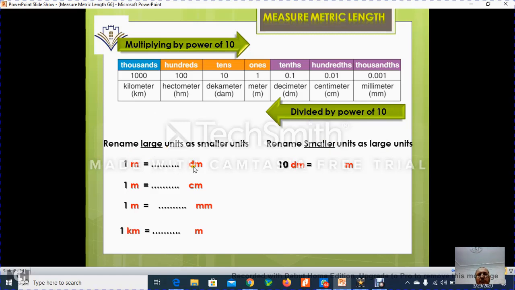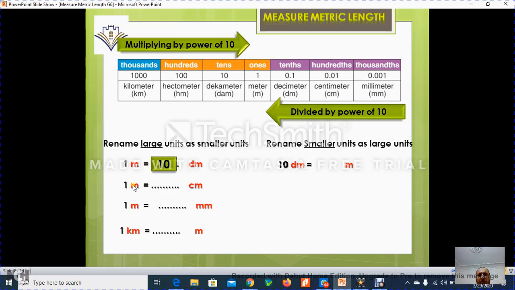Then 1 meter equals how many decimeters? What is the meter here? It is meter, and there is another, decimeter. Which one is larger, meter or decimeter? Meter is larger than decimeter. Then we need to rename large to small. Large to small, multiply or divide? Multiply. Here is meter, and this is decimeter. Then how many jumps? Only one. Then multiplying by 10. Then 1 multiply 10 equals 10.